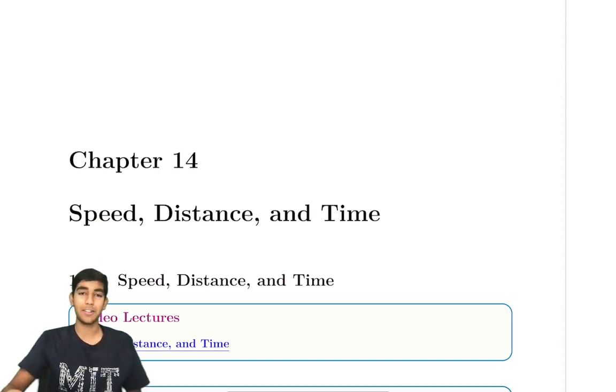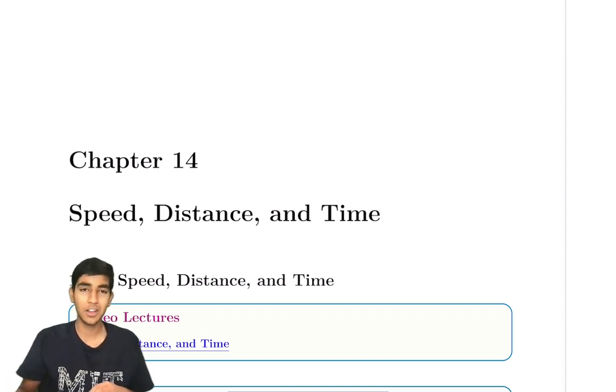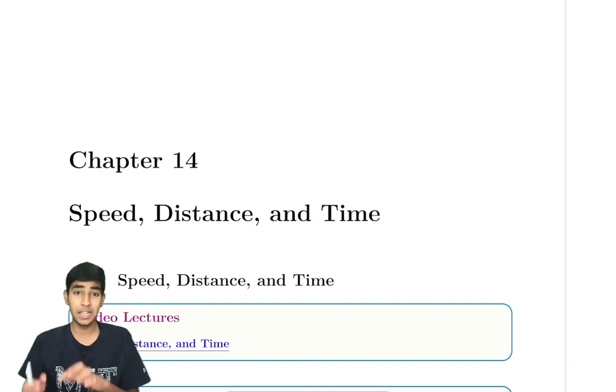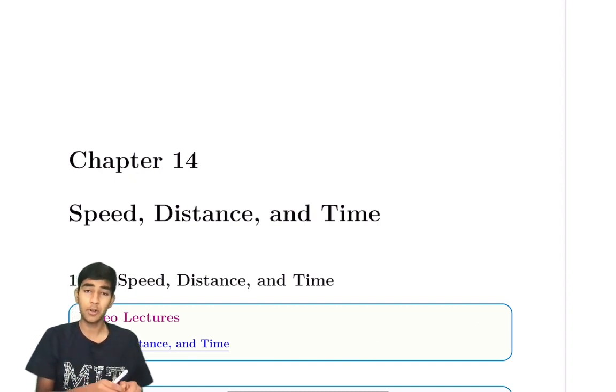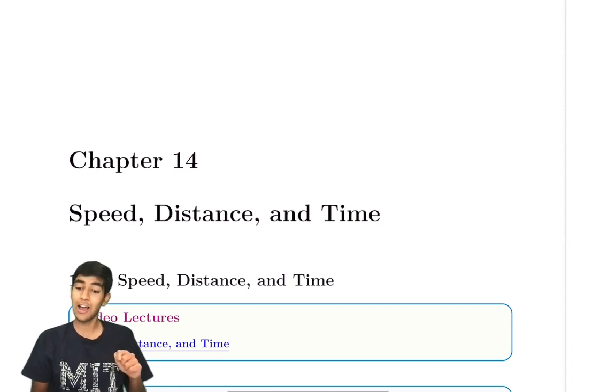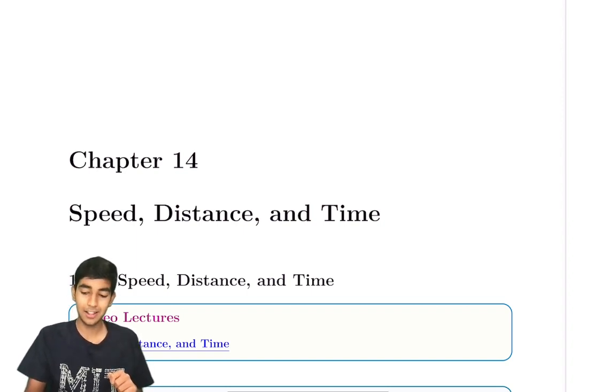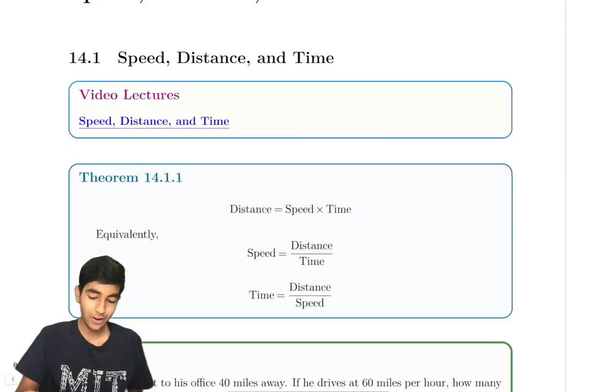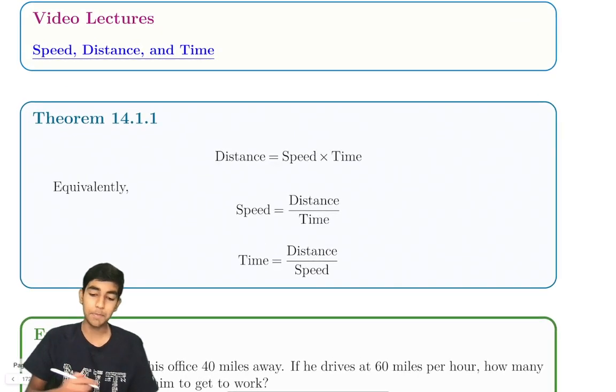We all have to go places by traveling distances, but not always is that speed going to be the same throughout the whole journey. And when that happens, we'll have to use math to figure out how long it's going to take. Let's get started with the formula for distance, speed, and time.